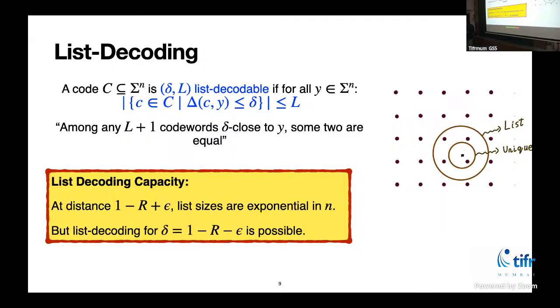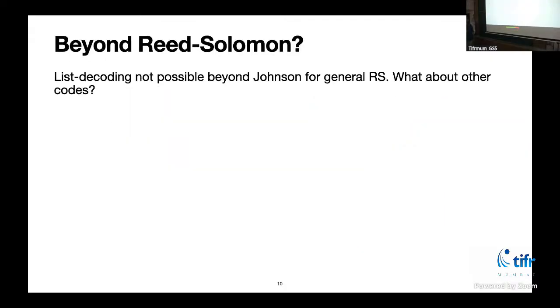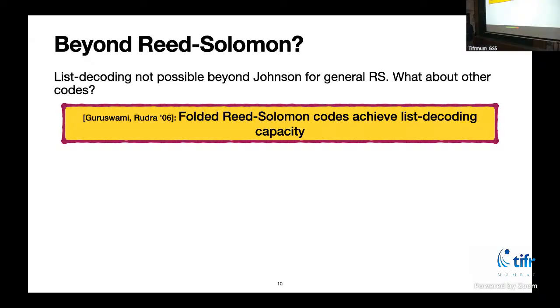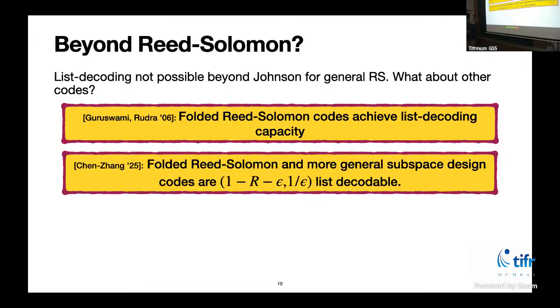So what are the codes? In 2006, Guruswami and Rudra showed that there are these folded Reed-Solomon codes that I showed you earlier that do achieve list decoding capacity. So they do go up to 1 minus r minus epsilon. Recently, Chen and Zhang showed that not only do they go up to capacity, they actually achieve the optimal list sizes as well. So you can't get better than 1 over epsilon list sizes, and they show that these codes in fact do get 1 over epsilon list sizes.